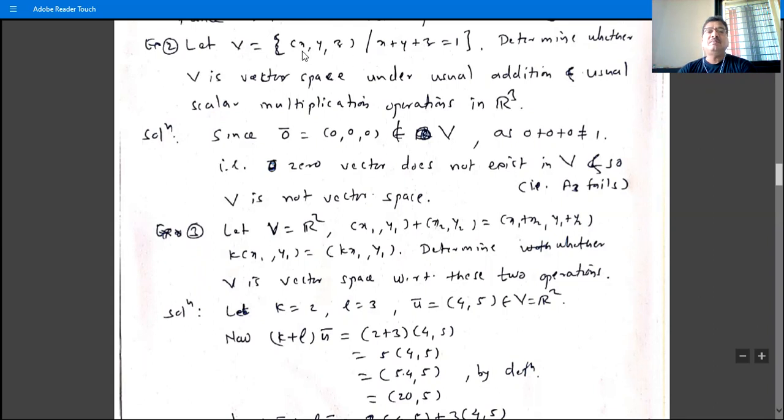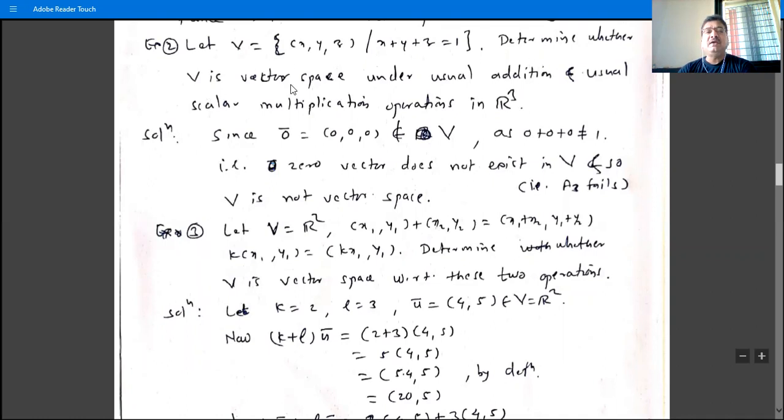So if the addition of x, y and z is 1, then it is an element of this set. So this set is a subset of R cube. For example, (1, 2, 3) is not an element of this set, because 1 plus 2 plus 3 is not equal to 1. So (1, 2, 3) is an element of R cube, a 3-tuple, but it is not an element of this set V. So this is the set.